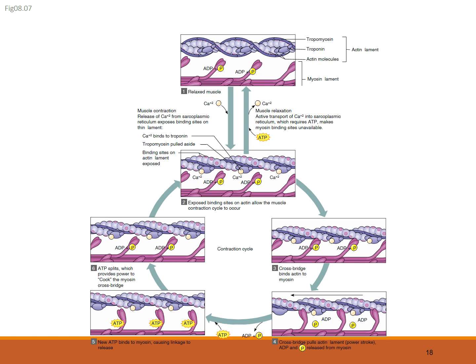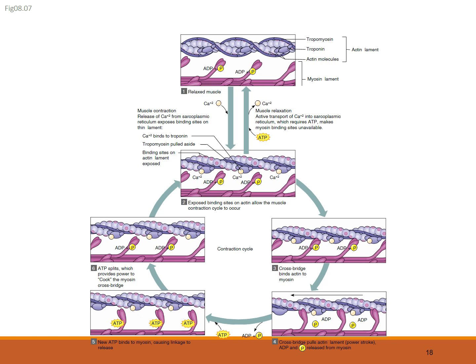If you go down to number two, calcium is released. That interacts with the actin. The actin now has its binding sites exposed. The myosin head can attach. This is number three. It forms what's known as a cross bridge. Then it generates a power stroke.